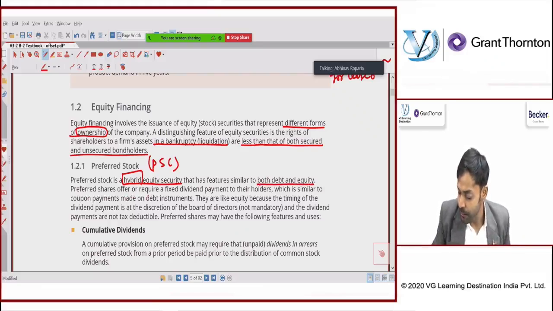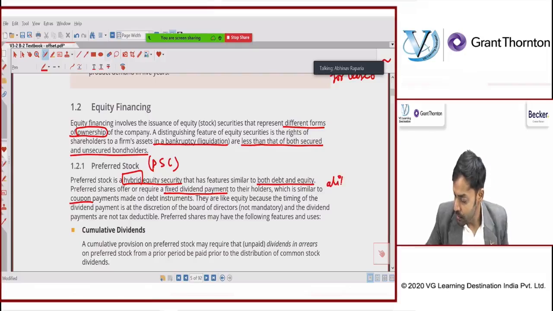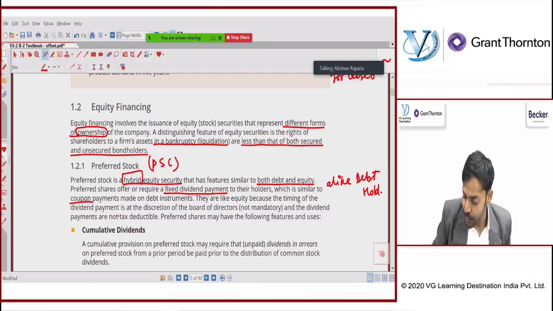Preferred shares require fixed dividend payments to their holders, which is similar to the coupon payments, like the debt holders. They are like the equity because the timing of the dividend payment is at the discretion of the board of directors. So they are more like a debt because it is fixed, and they're more like an equity because it is at the discretion of the board, right?